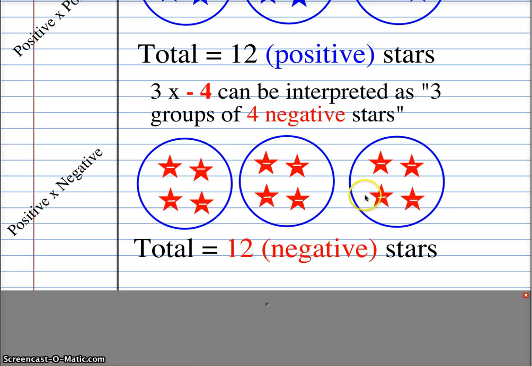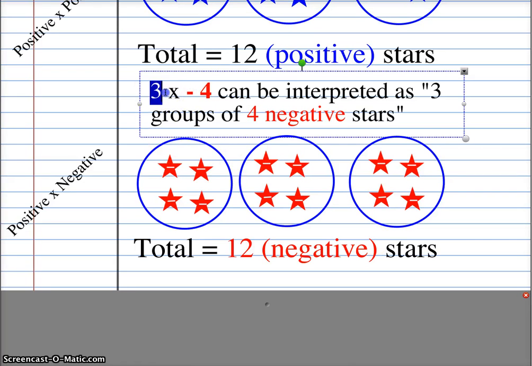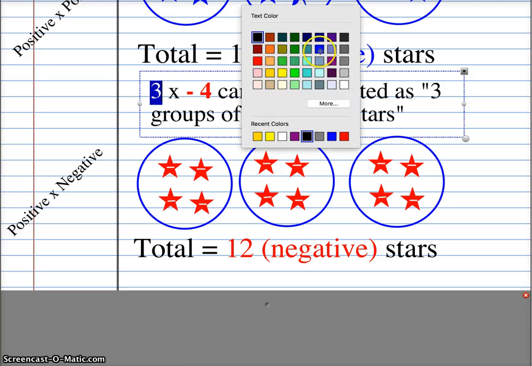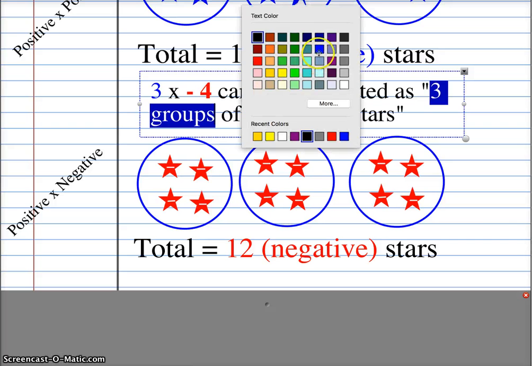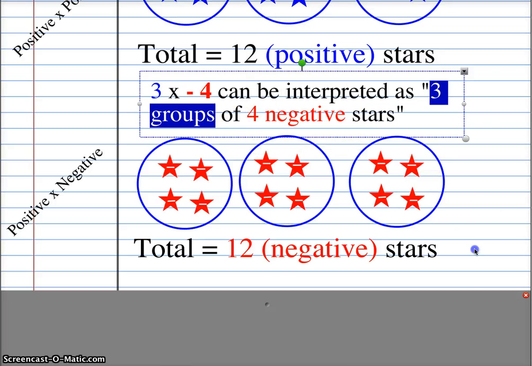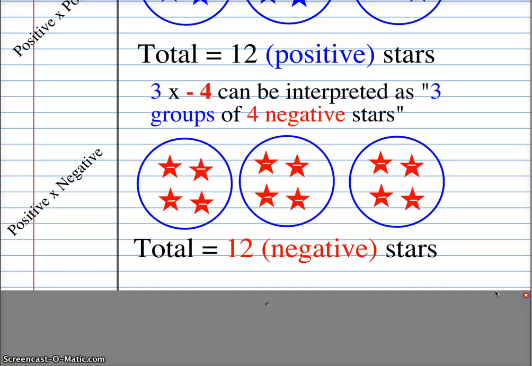Okay, 12 negative stars. So what I learned by drawing this out is that a positive times a negative equals a negative value at the end. Okay. Again, pause the video if you need to copy this down. Positive group, let me do this in blue. The positive group times a negative number on the inside means 3 positive groups. Okay, 3 positive groups, I'll do this in blue again, of 4 negative stars is 12 negative stars in all.